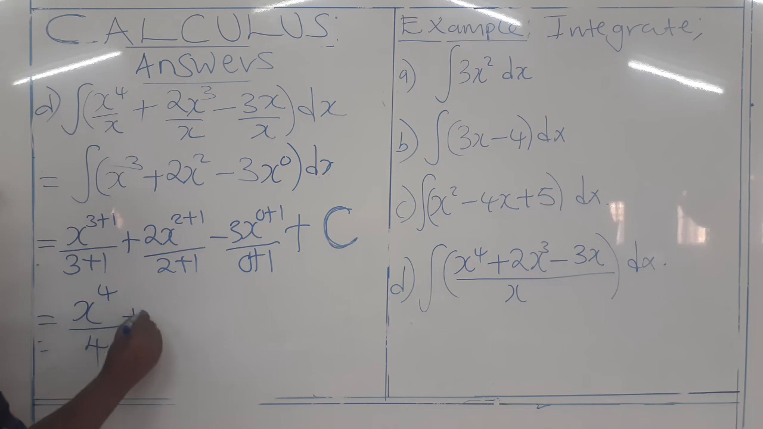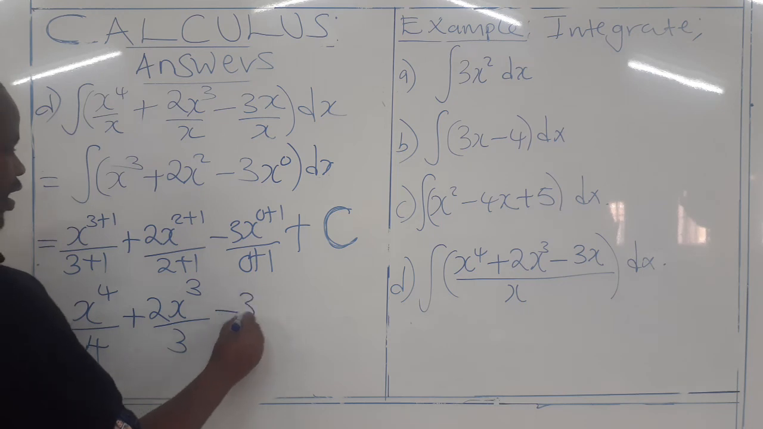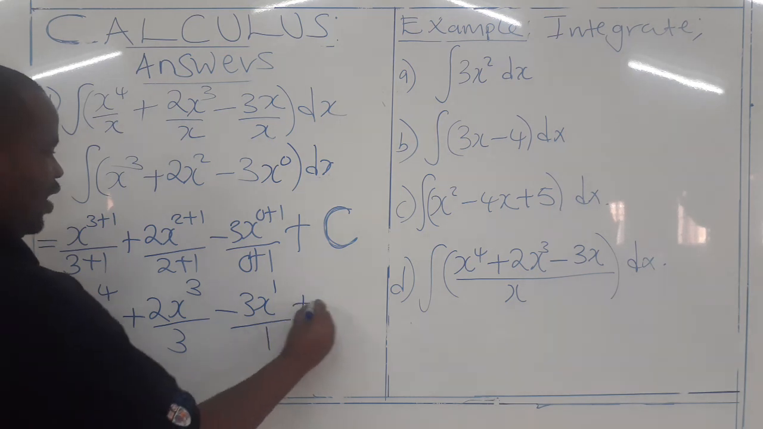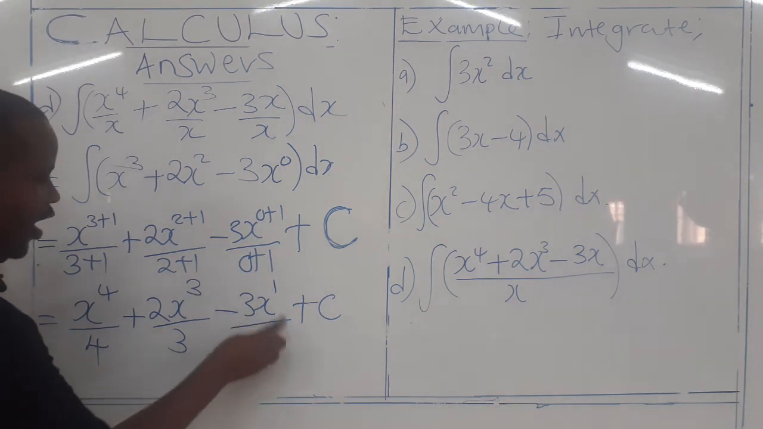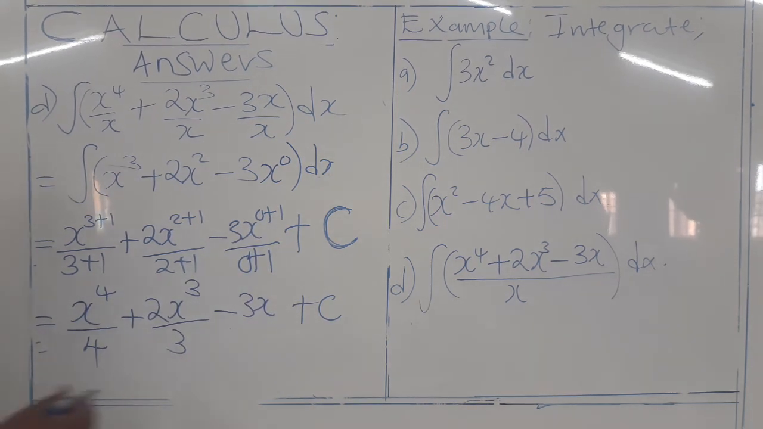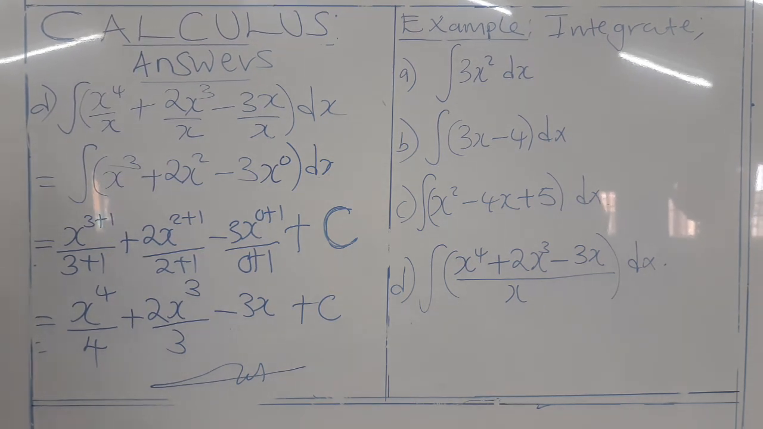Plus 2x to the power 2 plus 1, 3. Here everything divided by 3, right? Minus 3x to the power 1, everything here over 1, plus our arbitrary constant. But here you're unable to pick the common factor, so you can even maintain it like that. But now 1 into 3x, it will be 3x. So this one can disappear and the 1, because it has no effect. And this one is our answer. Alright? That one is our answer.